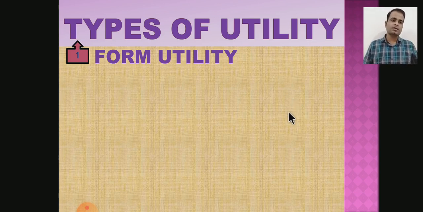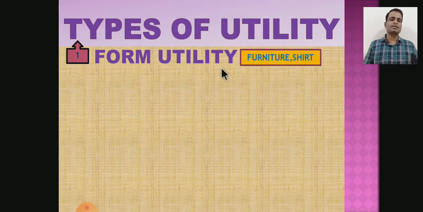In the concept of form utility, the shape or structure of existing material or raw material is changed, and as a result the utility of the commodity increases. Such type of utility is called form utility. Here we may take an example of form utility also: furniture, which is made from wood.